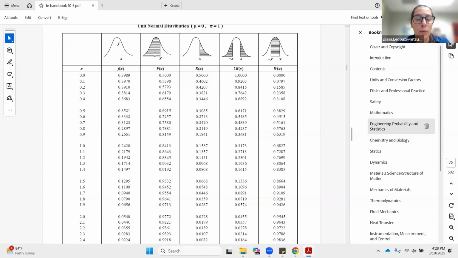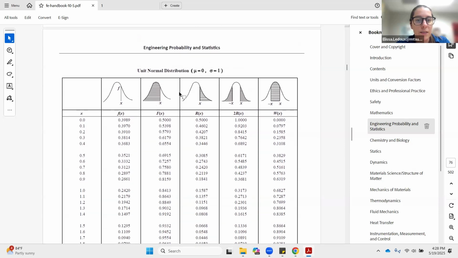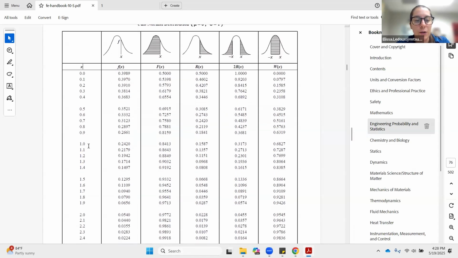Or above X or below X, or just at that exact point. So in this case, you would get your X value, and this is for a unit normal distribution. So what says X here is actually Z. So you will get that value, and then you would go over to find the probability here in this table.